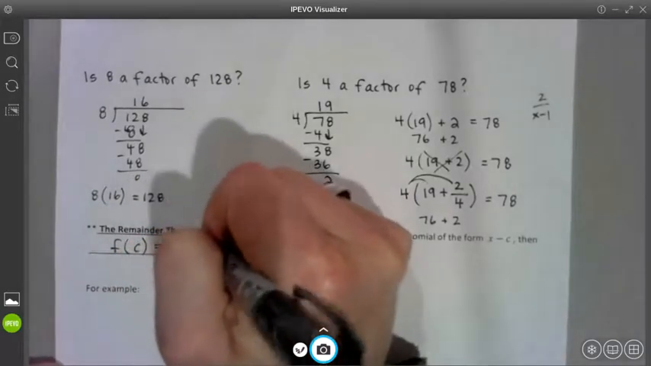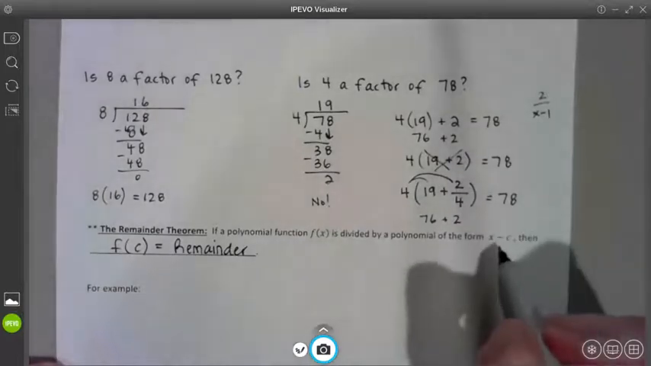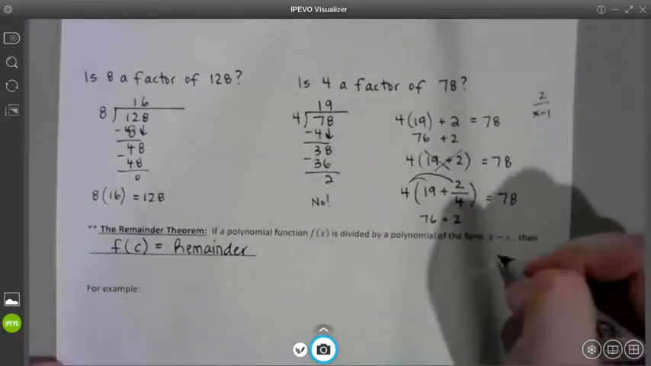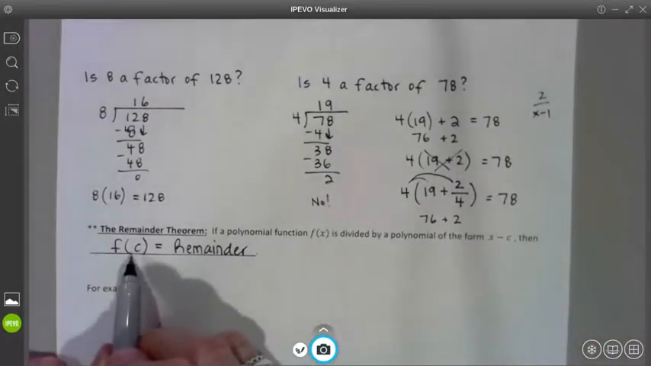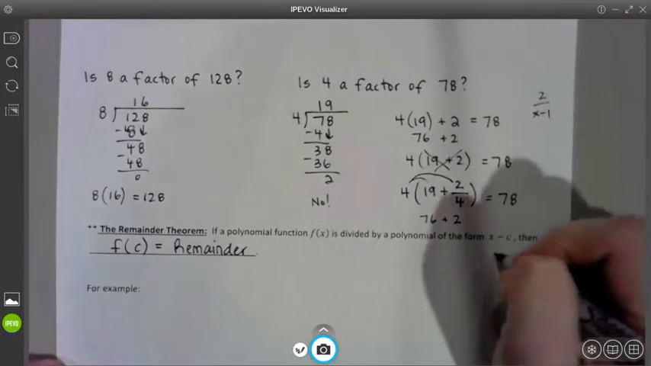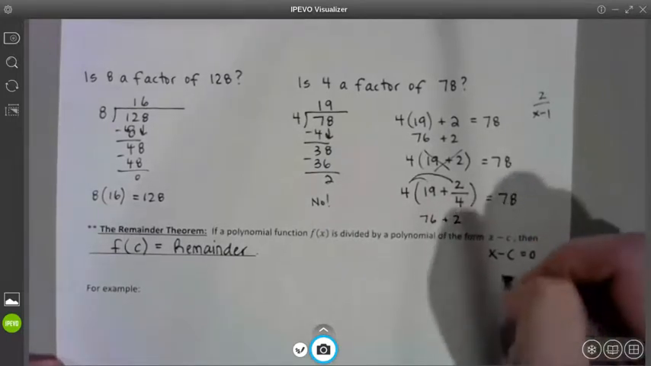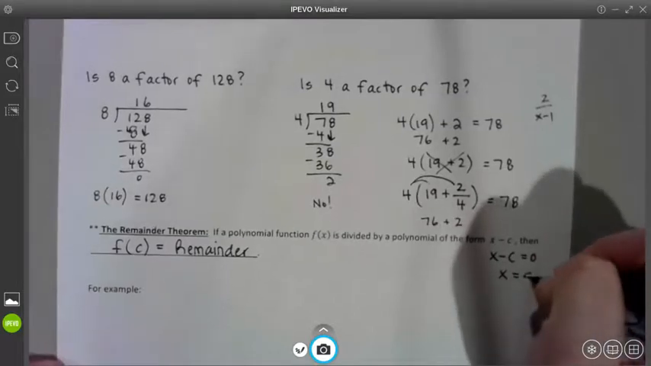So you'll be able to find the remainder without doing division. You'll be able to take whatever you're dividing by, x minus c. Now again, c is not just, oh, pick your favorite number. It comes from what you're dividing by. If you are dividing by something of this form, x minus c, then you take x minus c, set it equal to 0, and solve for x. And then x would equal c.